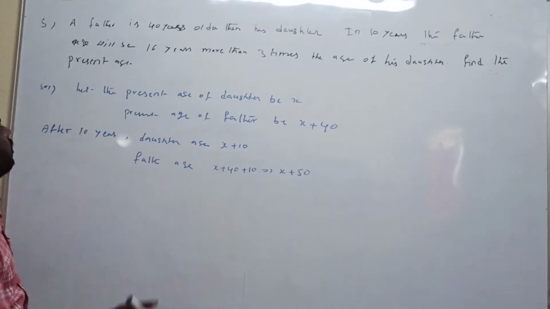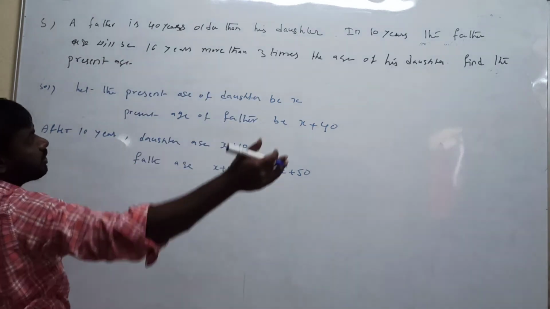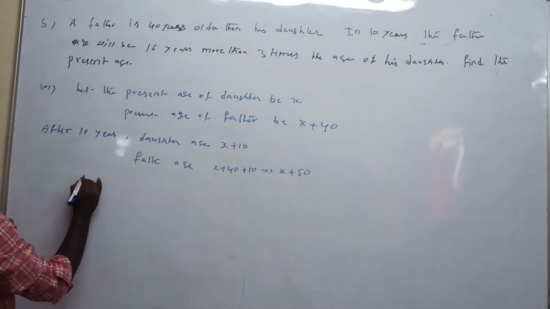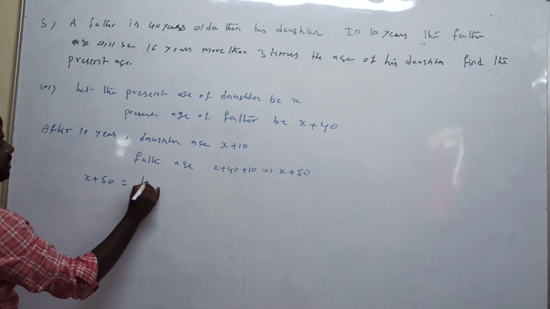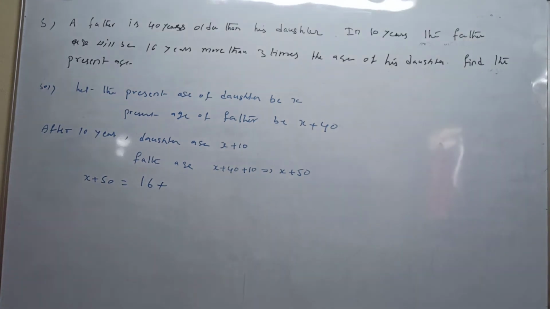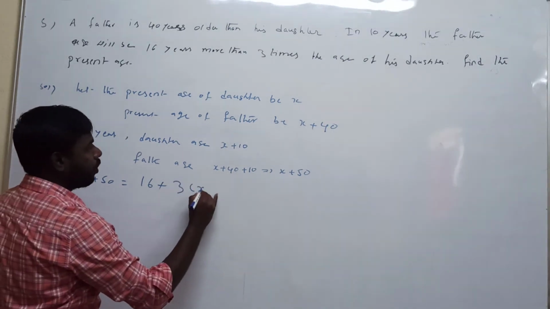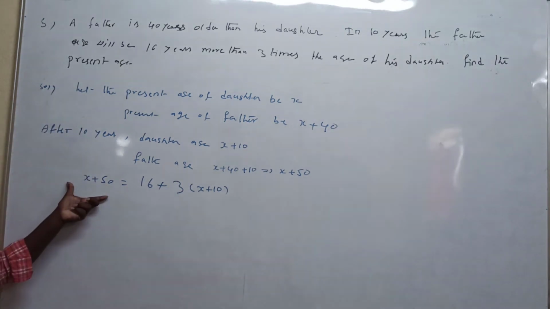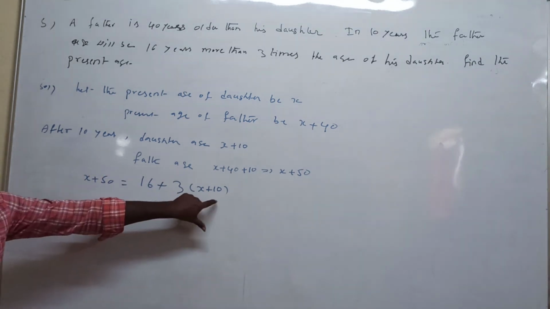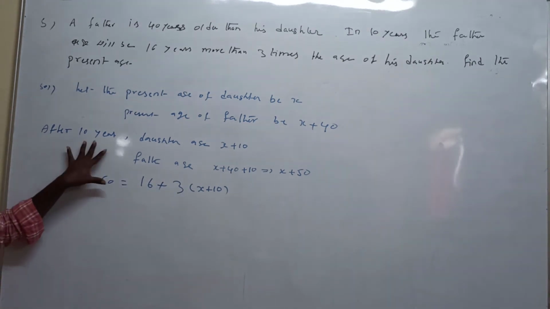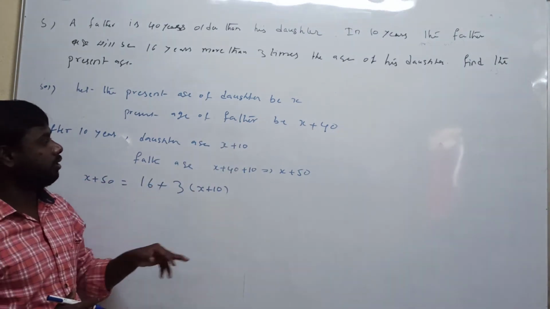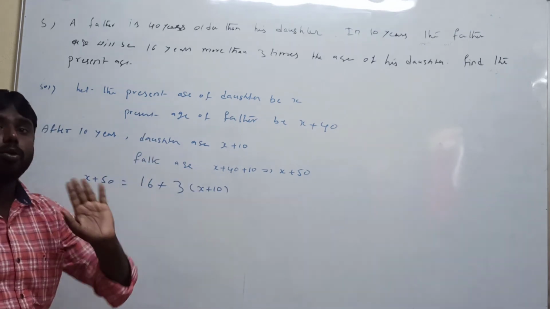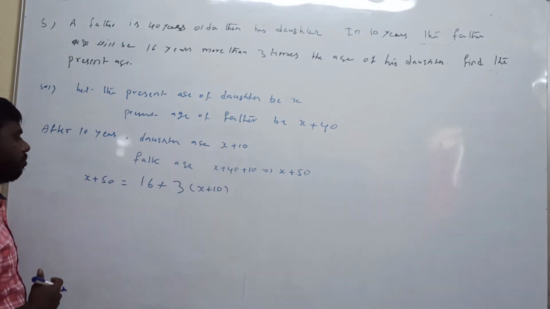After 10 years, what is the given question? After 10 years, father age is equal to 16 more than 3 times the age of the daughter. So after 10 years, daughter age is x plus 10, and father age is equal to x plus 50, which is equal to 16 more than 3 times the daughter age. Now simplify the equation.